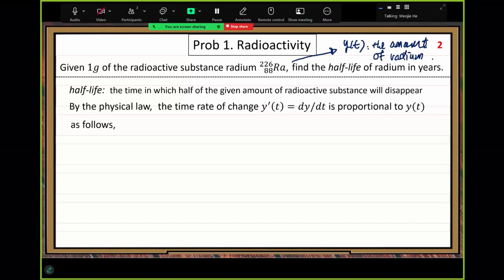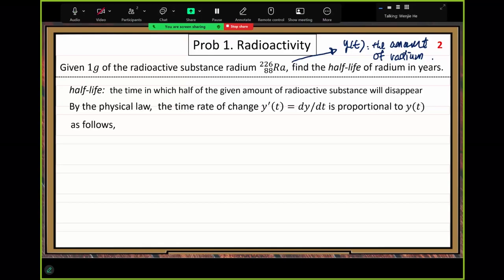Because its value changes according to the time, it's a function of time. The amount decreases, decays. y of t is a decreasing function with respect to the variable time. So that's the amount function, y of t.